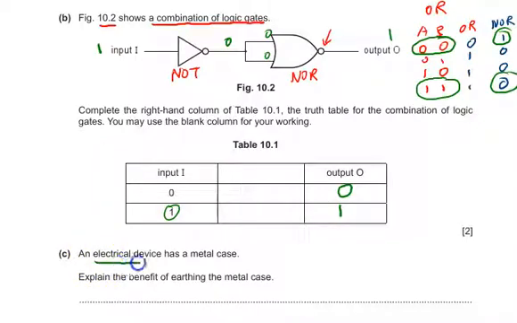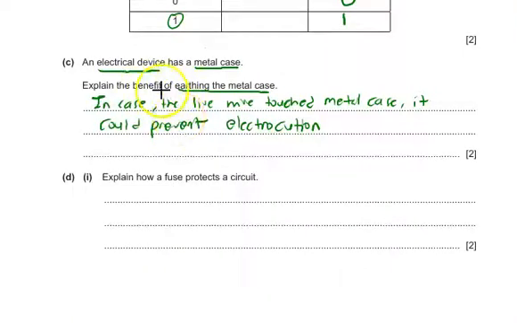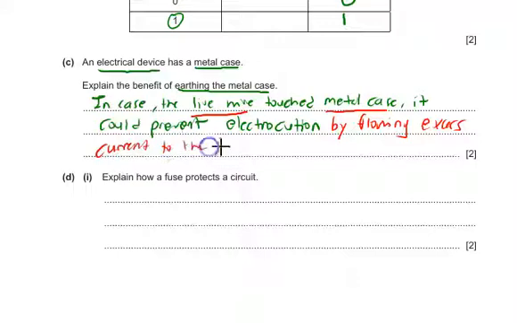Now, an electrical device has a metal case. Explain the benefit of earthing the metal case. One benefit of earthing the metal case is that if the live wire, which carries the current, touches the metal case, it could prevent electrocution, and you can add on by flowing excess current to the earth. Now for D1, explain how a fuse protects a circuit.